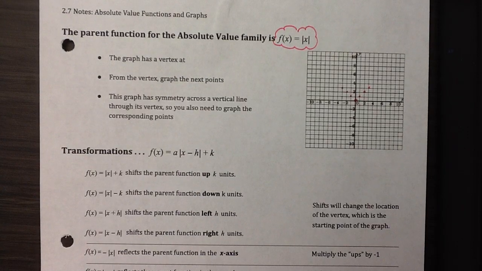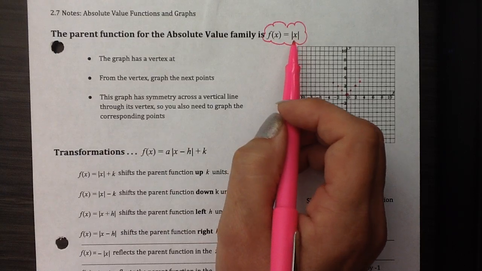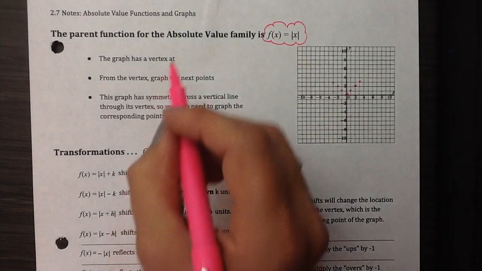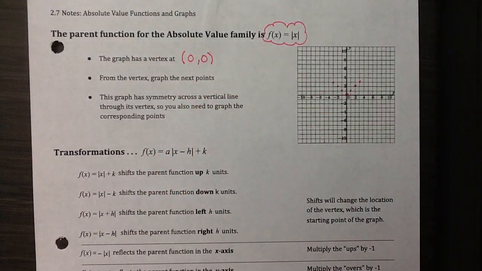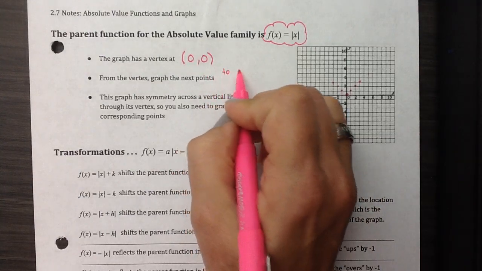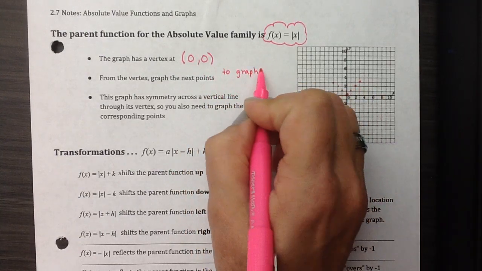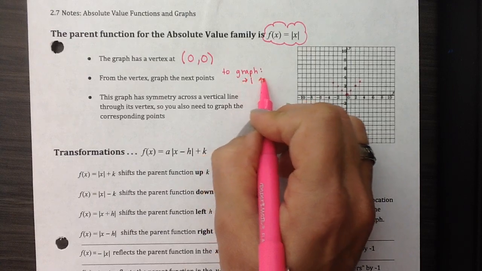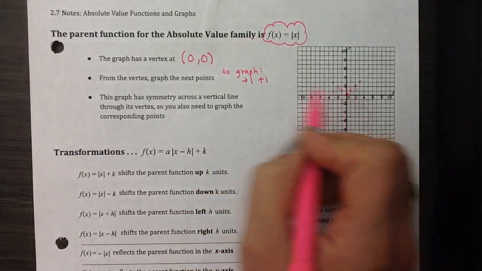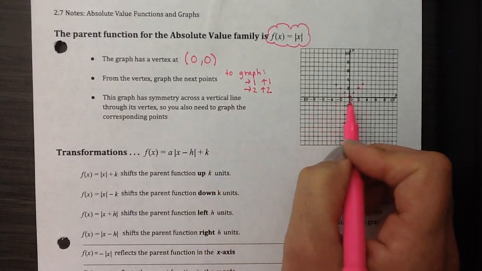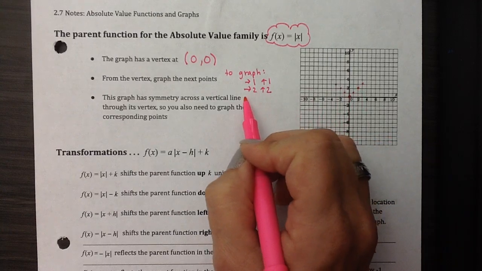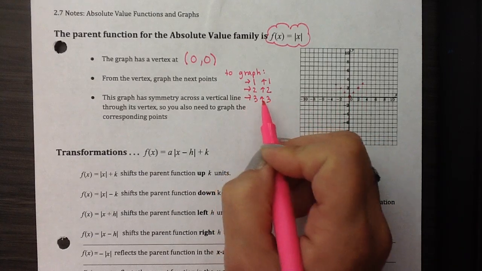When we're graphing these absolute value functions, we don't want to have to think about how to figure out the ordered pairs each time. So we're going to memorize a pattern. The pattern is going to be that we have a vertex at 0, 0, and then the way that we graph from there is we are going to go right 1, up 1, and then we go back to the vertex, and we go right 2, up 2, and then we go back to the vertex, and we go right 3, up 3.